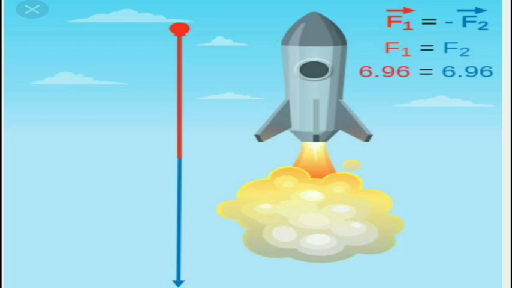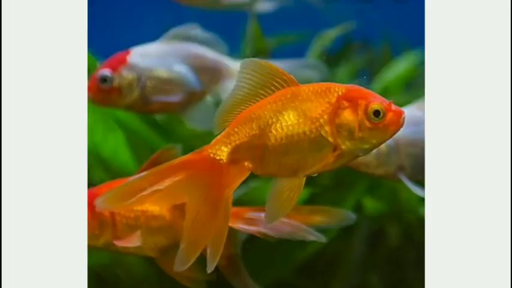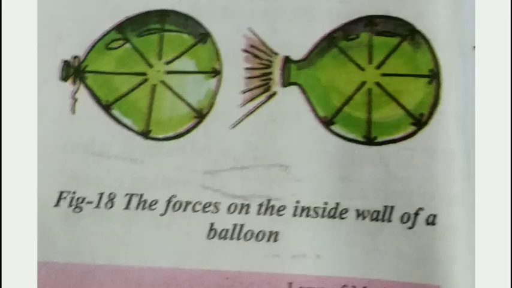See here, children. These are the gases which are coming out with a high velocity, and the reaction, with the same force, is making it move. This is the action and this is the reaction. That's why I have given you F1 is equal to minus F2 here. The negative symbol represents opposite direction. Did you understand, children?